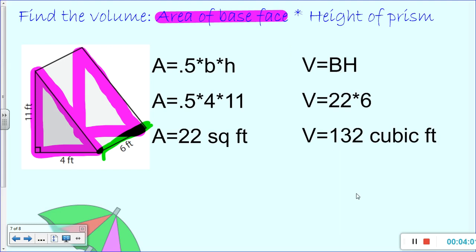All right, so go ahead and try the next couple of questions in the Google form doing the volume of triangular prisms. Go for it.